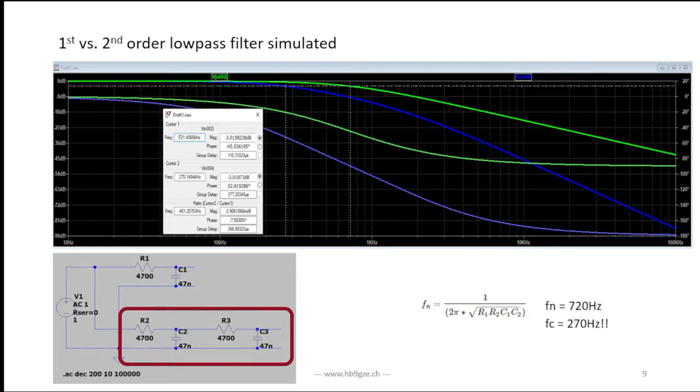But the two stages together have not twice minus 3 dB. You could think, I have one minus 3 dB for my first stage and I have another minus 3 dB for my second stage, so it should be minus 6. No, you're way below that, you're at minus 9 or more. And also the corner frequency, the minus 3 dB point of this double RC, the second order RC filter, is at 270 Hertz. So it rolls off way earlier than that.